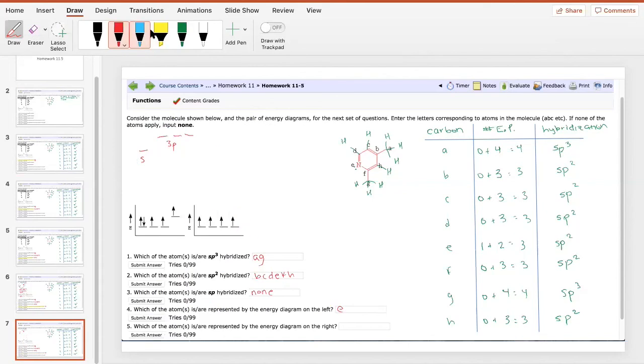Looking at the energy diagram on the right, we see that we have 4 hybridized orbitals that are all the same energy. That indicates that we mixed all 4 of our orbitals together to hybridize them. So having 1 s orbital and 3 p orbitals means that these are sp3 hybridized. And we know its number of valence electrons, which is 4. What atom has 4 valence electrons? Carbon. So here we're looking for an sp3 carbon. And looking through our list, I guess this would be better to say atom instead of carbon since we have nitrogen. We see that carbon A is sp3 hybridized, as is carbon G.